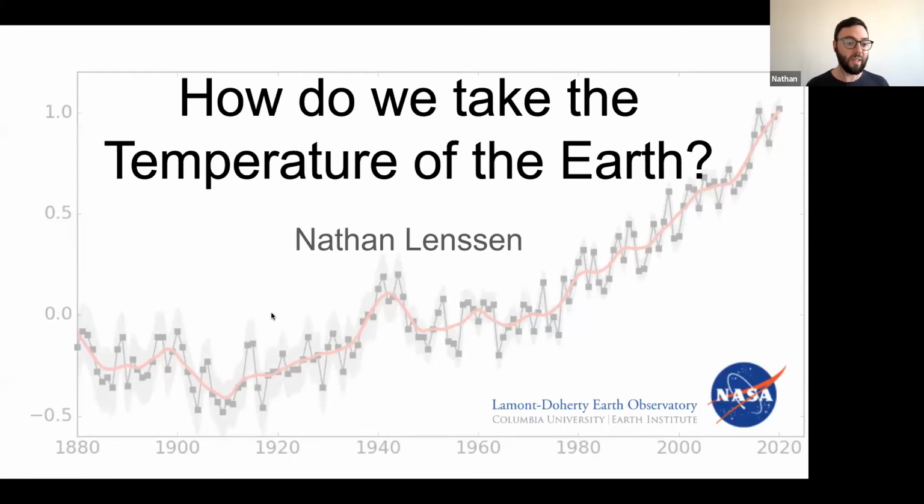That brings me to the title of my talk: how do we take the temperature of the Earth? How do we go from sticking a thermometer up into the air to creating this graph that summarizes really the global climate system?